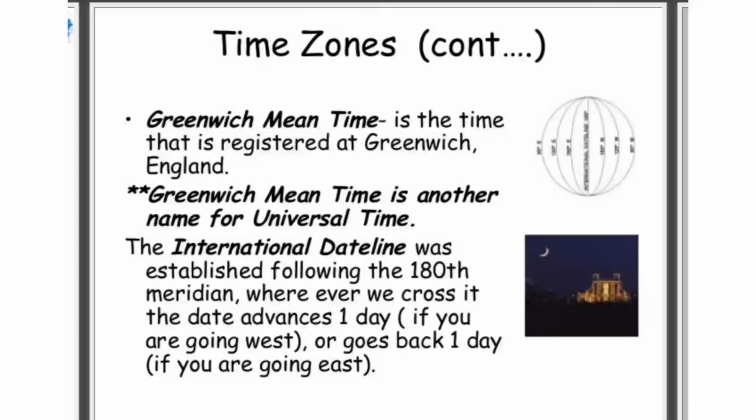Greenwich Mean Time. Greenwich Mean Time is the time that is registered at Greenwich, England. Greenwich Mean Time is another name for universal time. The international date line was established following the 180th meridian. Whenever we cross it, the date advances 1 day, or goes back 1 day if you are going east.